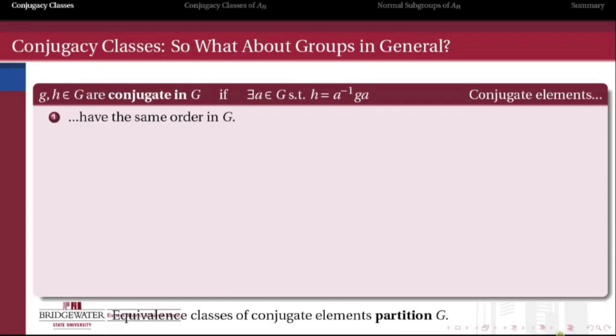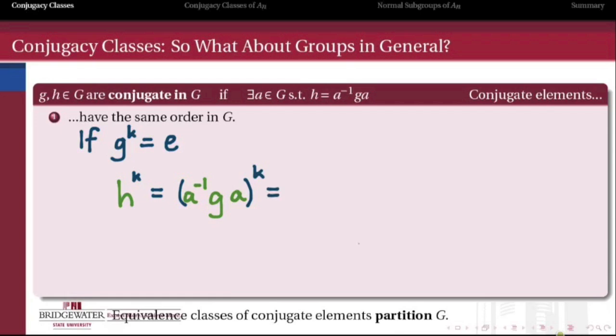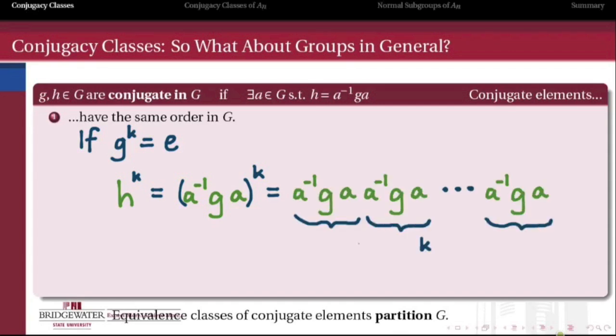So first of all, two elements that are conjugate in a group are going to have the same order. Why is that? Well, let's suppose that our element G has order K. So G to the K is equal to the identity. Then what order does H have? Well, if we take H and raise it to the K power, that's A inverse G A raised to the K power. Now, being very careful to avoid writing things in the wrong order, what is A inverse G A to the K power? It's A inverse G A written K times.